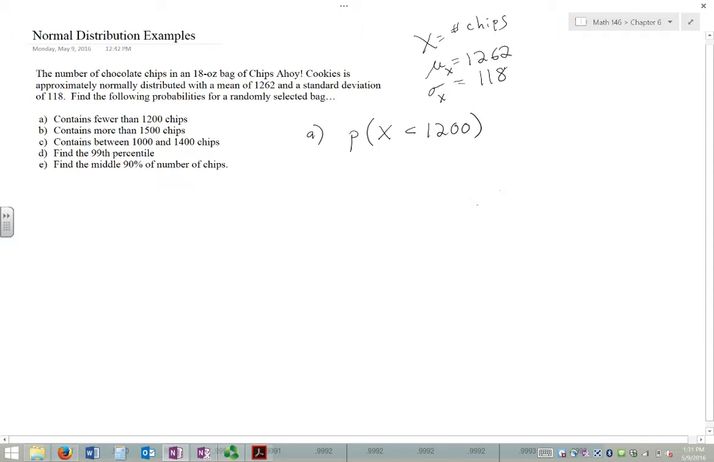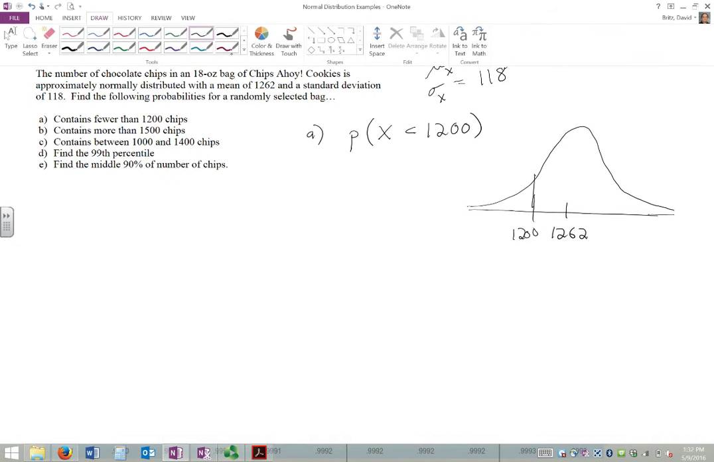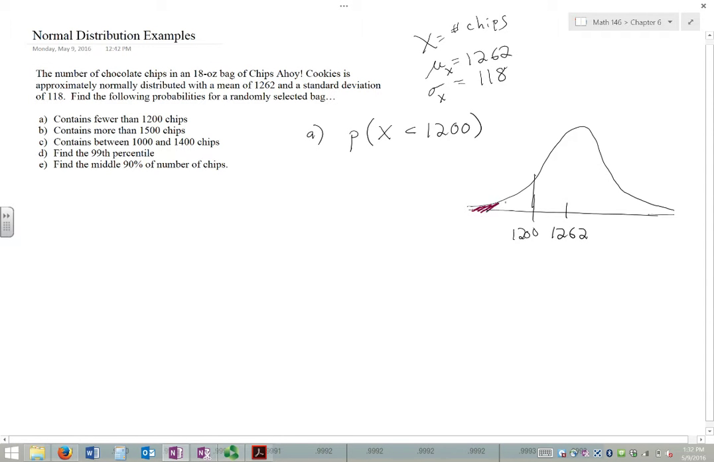So let's draw this out. I would strongly recommend always drawing a normal distribution graph. The mean always goes in the middle. And so 1,200, I'll just kind of eyeball it over here. Right. So we're trying to find this area. That area will give us the probability that we're looking for.